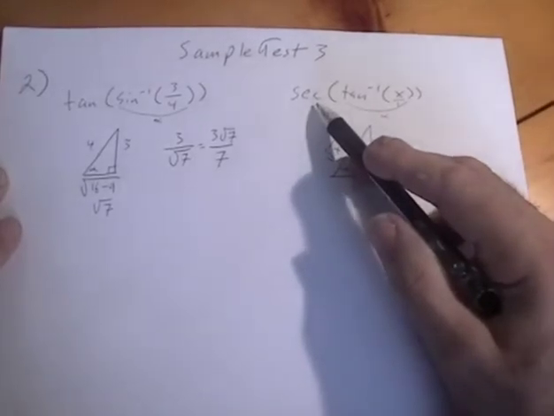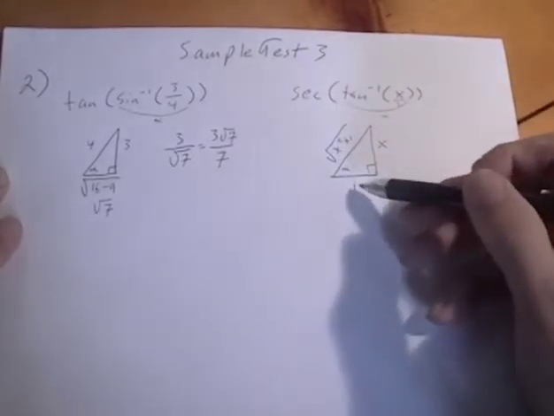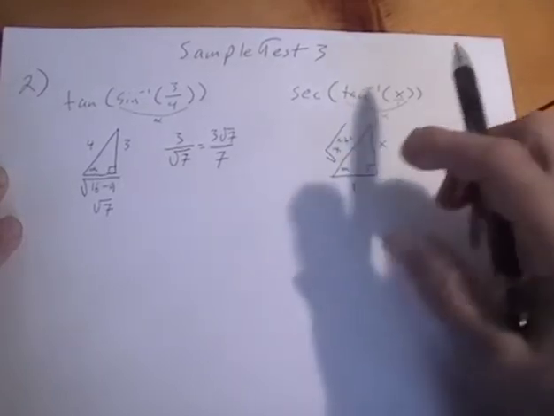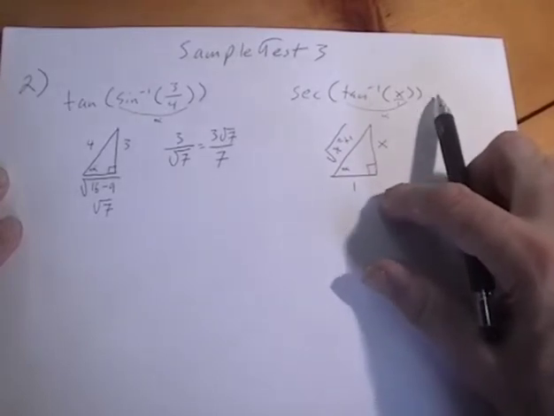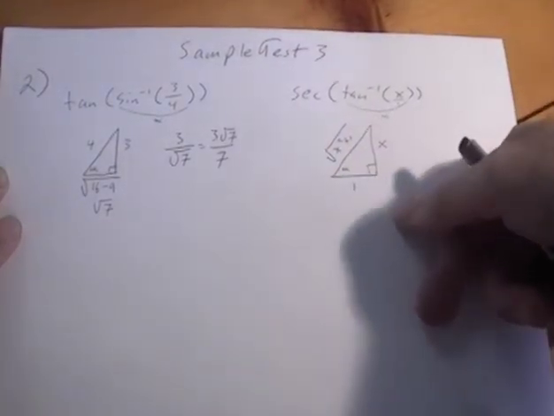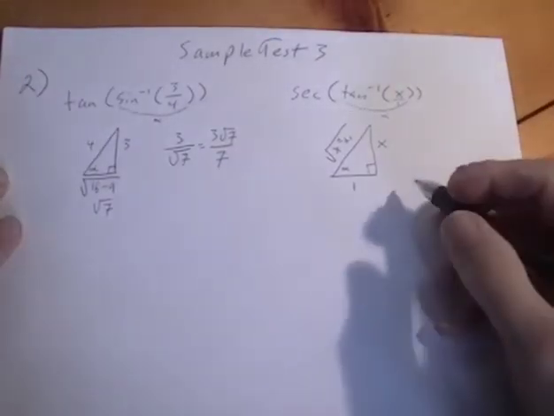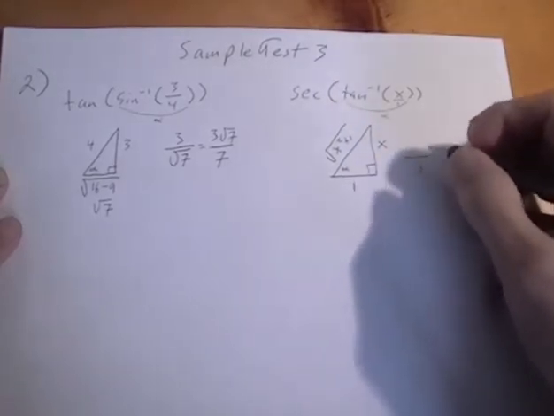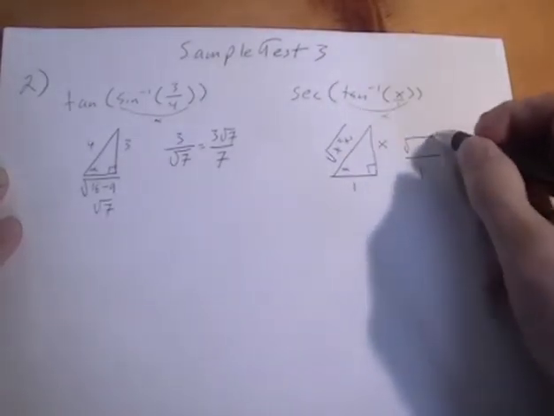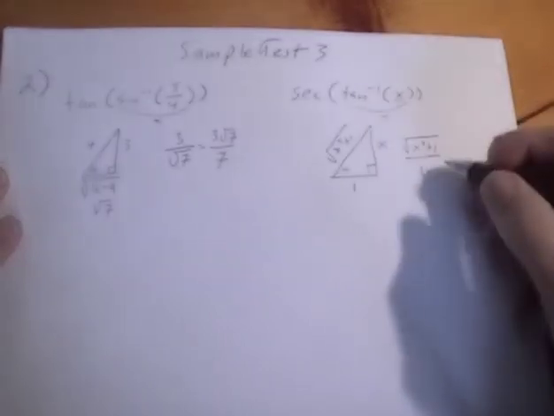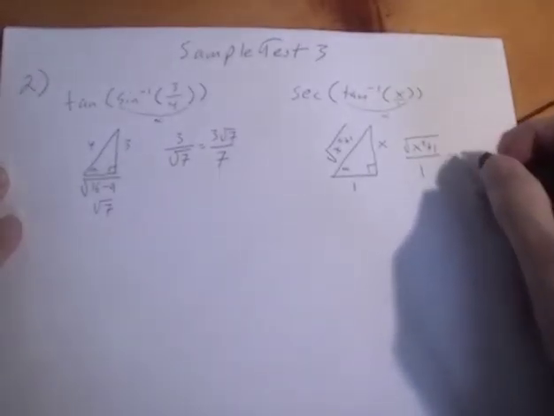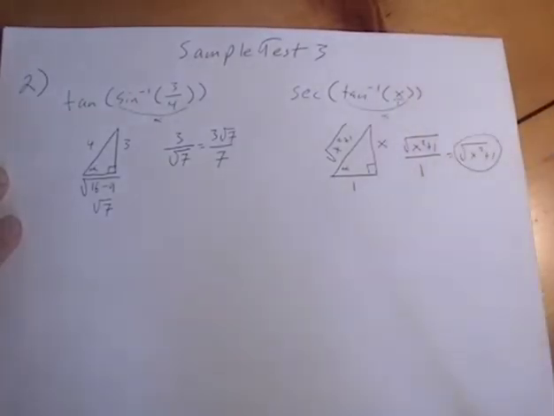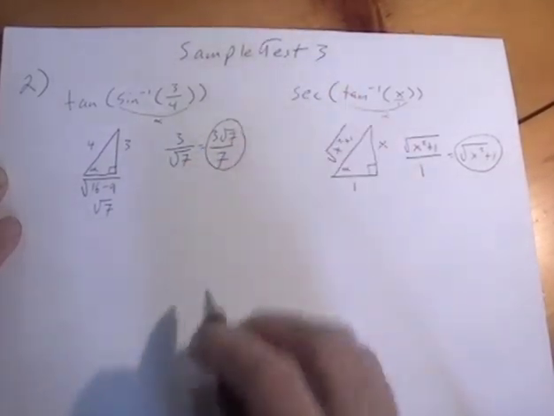Now for secant. Cosine is adjacent over hypotenuse. Secant is 1 over cosine. So I'm going to take my adjacent over hypotenuse and flip those two values. And now the secant is going to be my adjacent side on the bottom, my hypotenuse on the top. So the square root of x squared plus 1 over 1, which is just the square root of x squared plus 1. And these are my final answers.